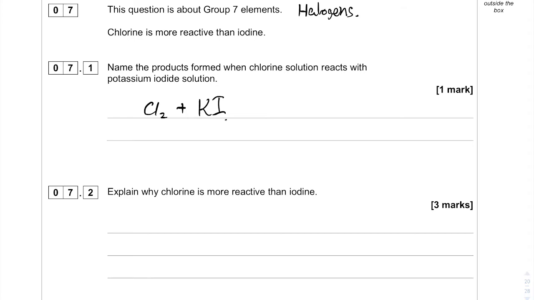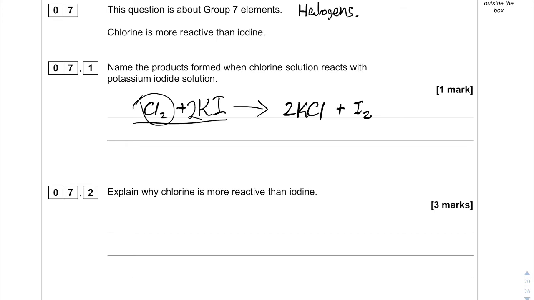And when they do react, they need to do an ion exchange, and so the chlorine would become chloride, so you have 2 chlorides, whereas on this side you're going to have to balance it with 2, which gives you 2 KCl plus I2, iodine.